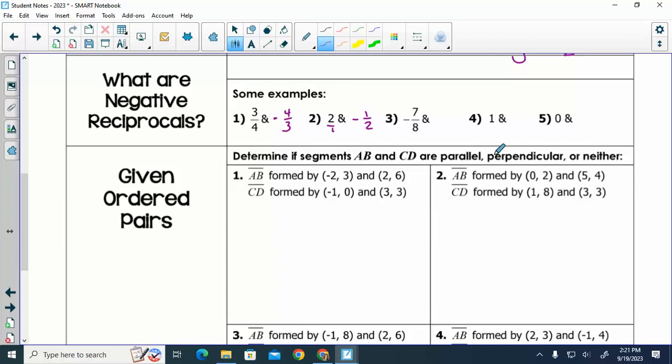Alright, if negative 7/8, what would that one be? Okay, positive 8/7. What about 1? This is just 1 over 1. When you flip it, it's the same. So just negative 1 or negative 1 over 1. Alright, 0. Let's think about that. This is like 0 over 1. When you flip it, what do you get? 1 over 0. What happens if you have 0 on the bottom? Undefined. We can't divide by 0.